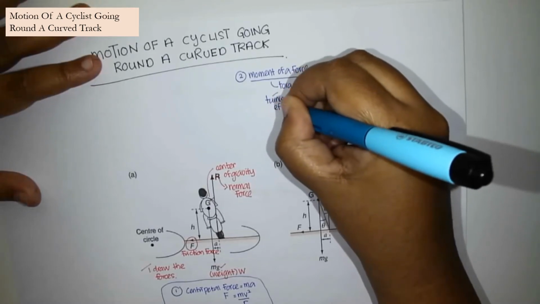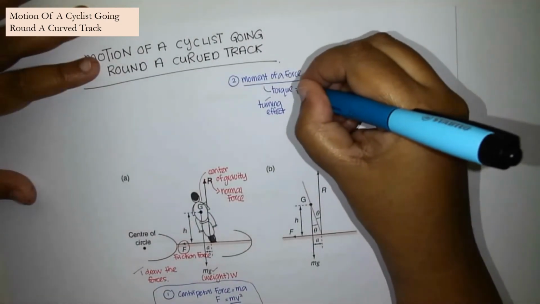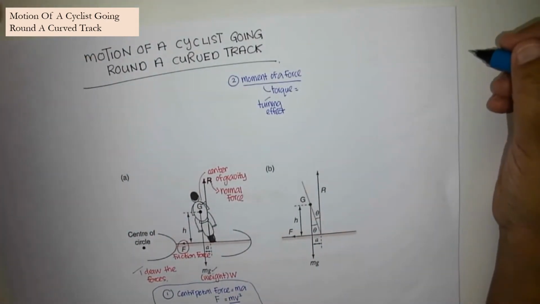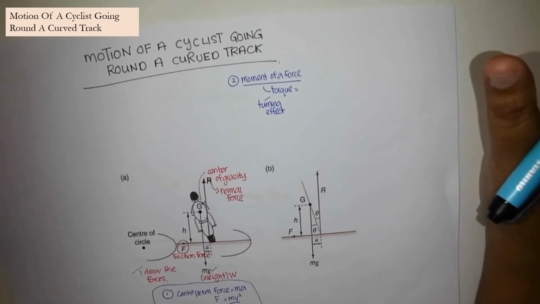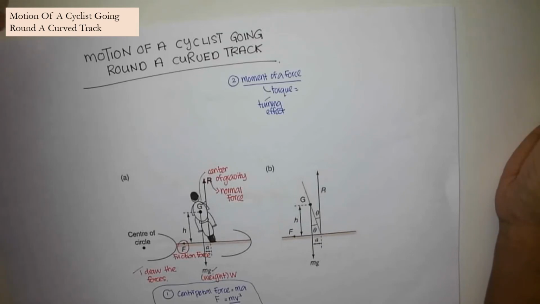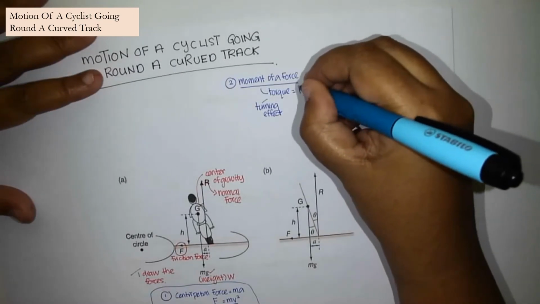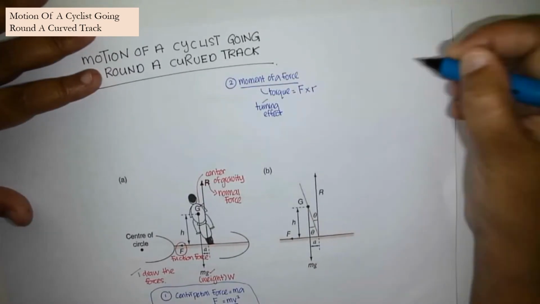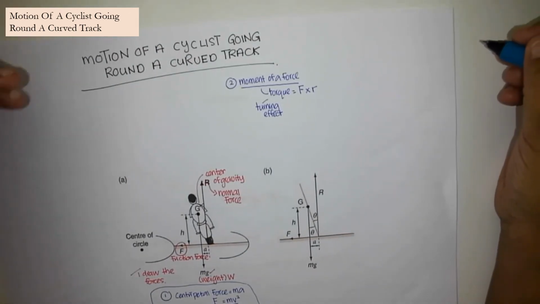It's a turning effect. You need torque in order for an object to rotate. Torque is a measure of how much a force acting on an object causes that object to rotate. By formula, torque is F times R. F is the force, R is the distance.